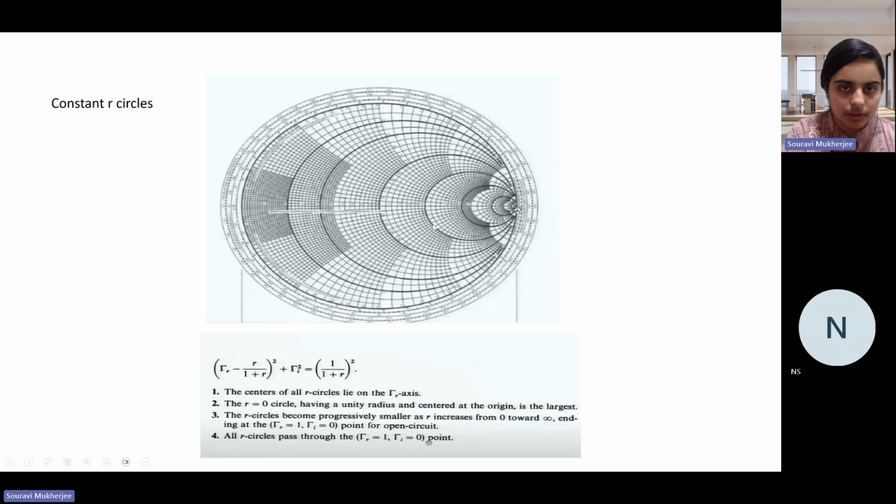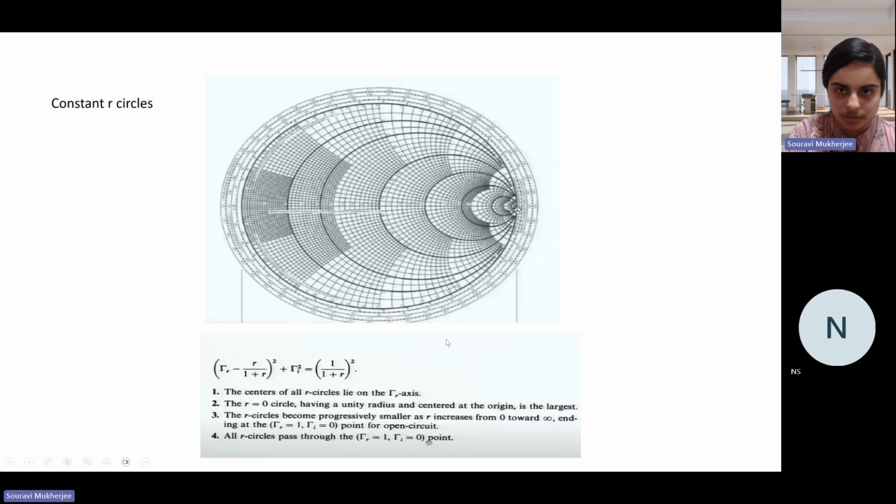Now, all this happens when you consider the Smith chart as an impedance representation. But if you go to admittance, which is 1 by impedance, it gets reversed by 180 degrees. In that case, this will be your short circuit and this will be your open circuit. Now all our circles pass through this point.